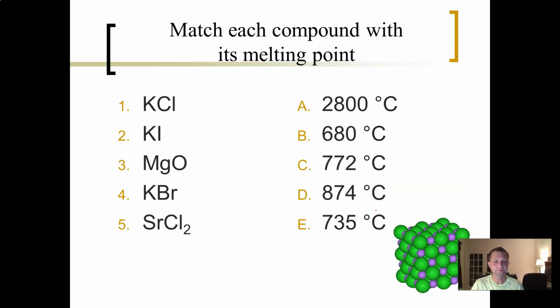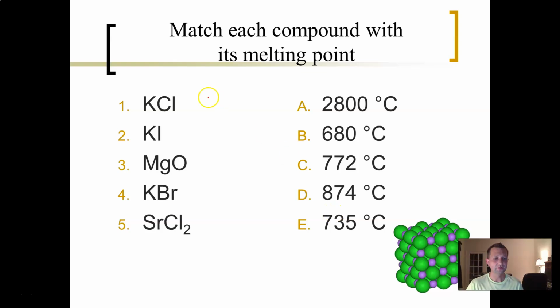So here you go. You have 5 compounds here. Match each one with the melting point. So what you want to do is look at all 5 of these and figure out which one has the highest lattice energy. Go from highest to lowest there. Then compare melting points and kind of match them up. Okay? So take a second and do that. Pause the video and then see if you got it right.